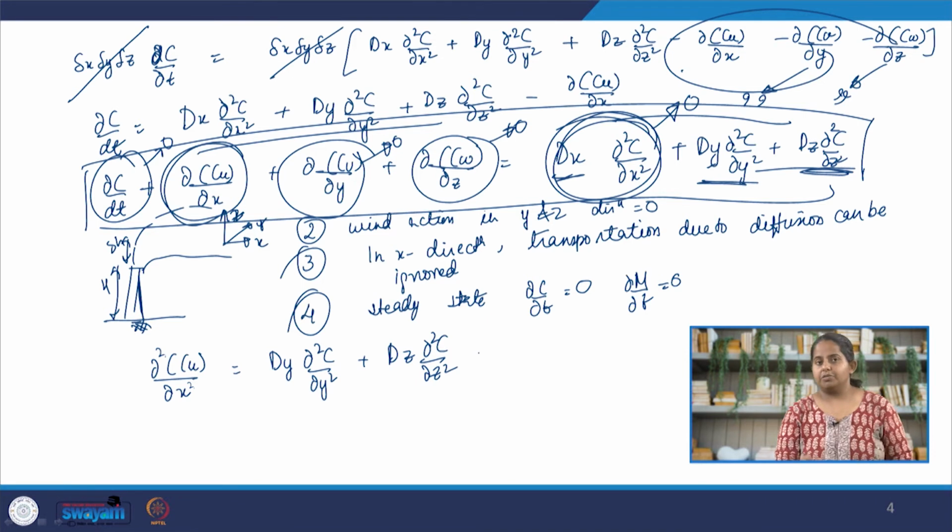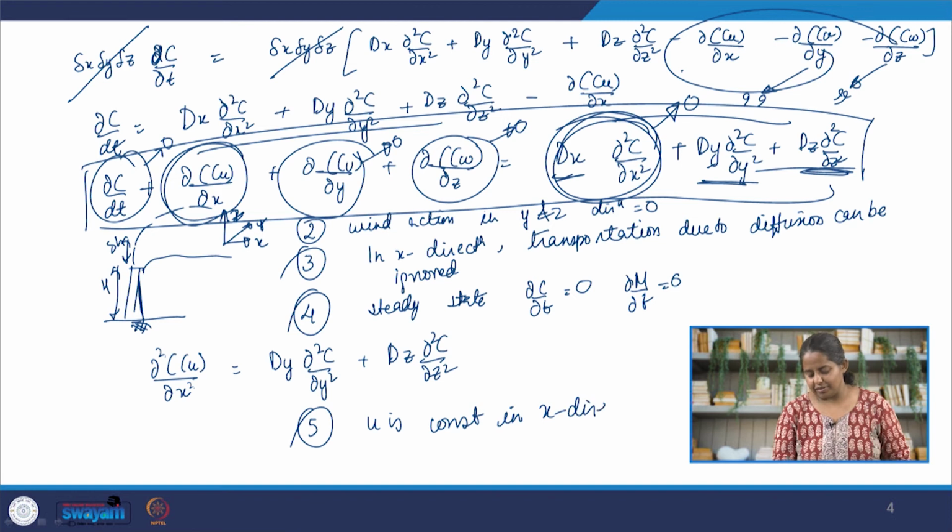There is another assumption we are going to make. I am going to write it as the fifth assumption. The fifth assumption is u is constant in x direction. Now, this is not frequently true. Let us say the wind is blowing from one end of the road to another end of the road, or one end of the town to the other end of the town.